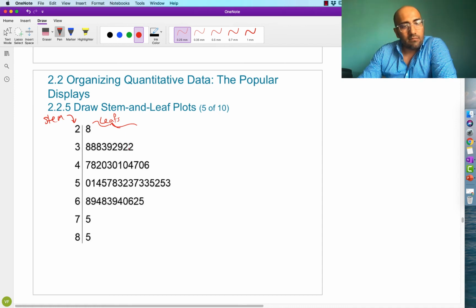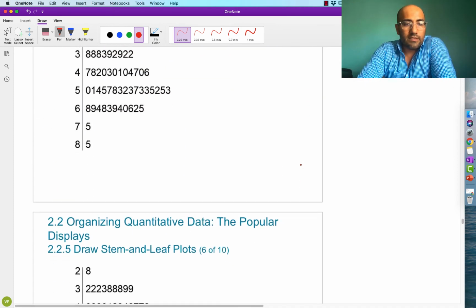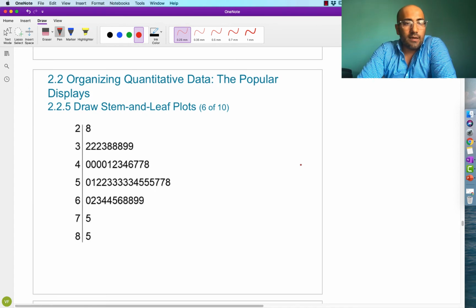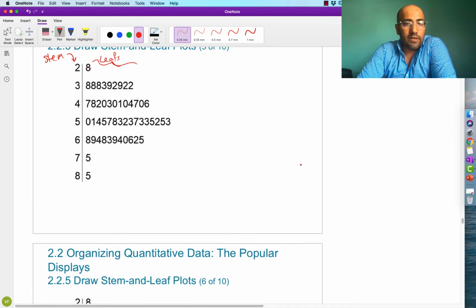And again, it makes it easier to digest the data and see patterns, right? So I can see that 5 point something looks like the most popular one. And then 4 point something and 6 point something are also pretty popular. 7 point something and 8 point something are pretty unpopular, and 2.8 is also very unpopular. Good, so we can see that there's a nice little shape here, a little vertical mountain on the side. Okay, I think that's pretty straightforward. Stem and leaf display.